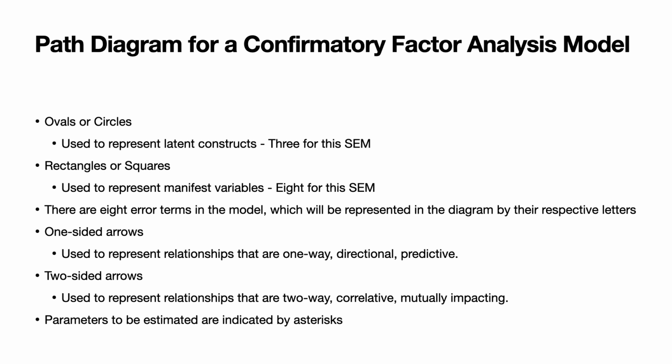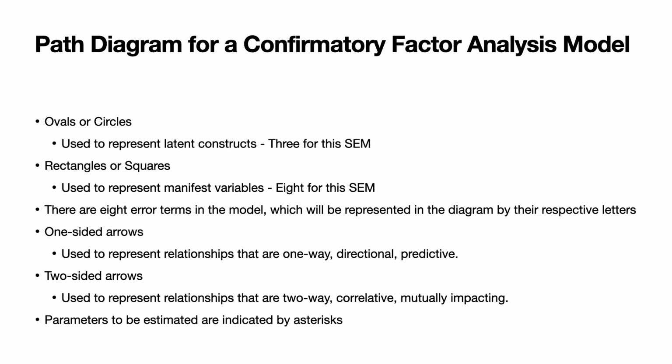So you'll recall that in a path diagram, ovals or circles are used to represent latent constructs. We've got 3 factors in this model, so we'll have 3 ovals or circles in our diagram. Rectangles or squares are used to represent manifest variables. We've got 8 manifest variables in this model, and so we'll have 8 rectangles or squares in our diagram. There are 8 error terms in this model, one for each response type variable, one for each regression type of relationship in the model. And these error terms will be represented in the diagram by their respective letters.